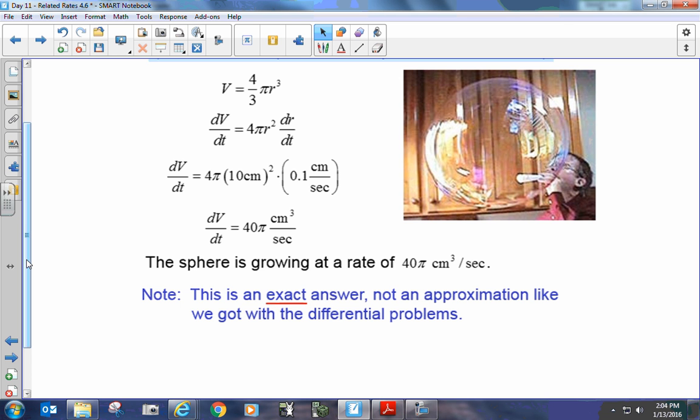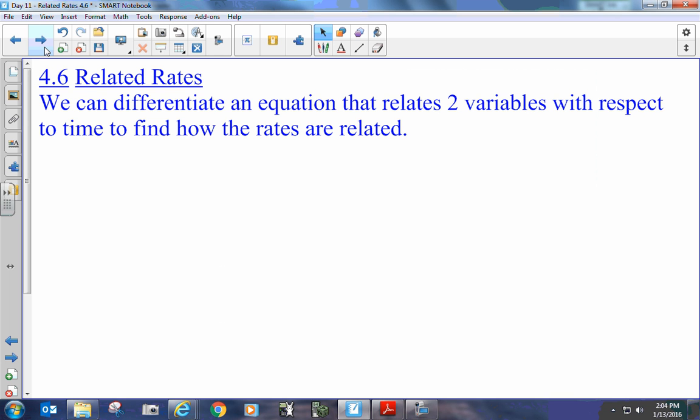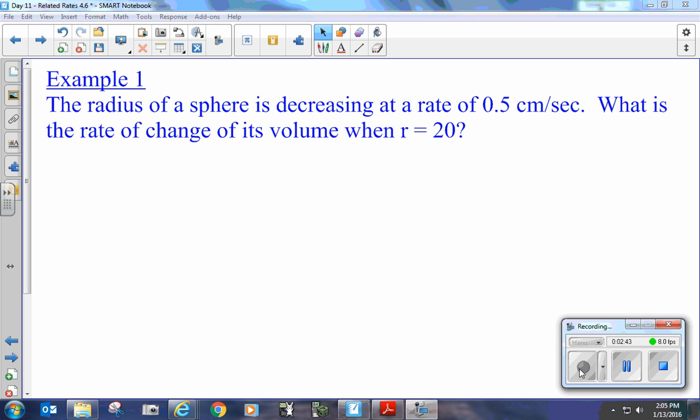All right, and we're going to move forward with this. 4.6 is related rates. We can differentiate an equation that relates two variables with respect to time, just like that bubble, to find out how the rates are related. Example 1. The radius of a sphere is decreasing at a rate of 0.5 centimeters per second. What is the rate of change of its volume when r is 20?